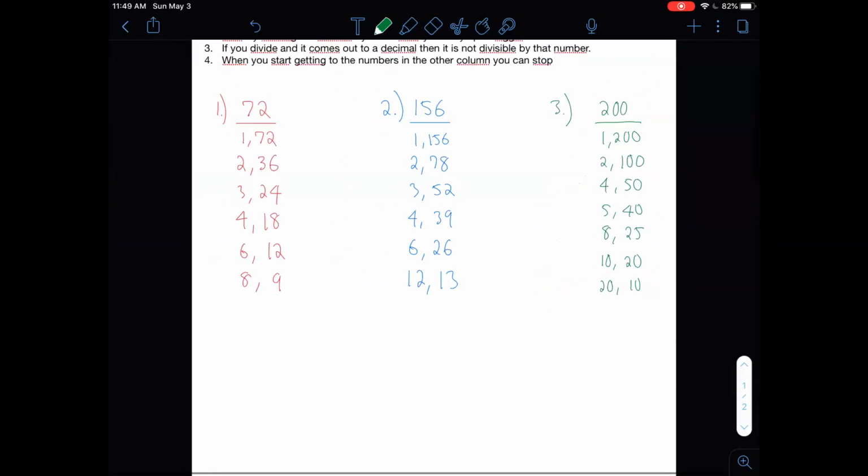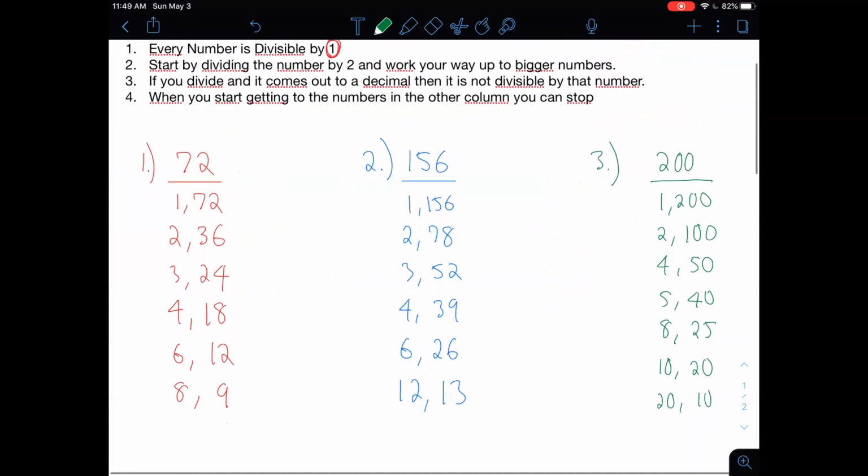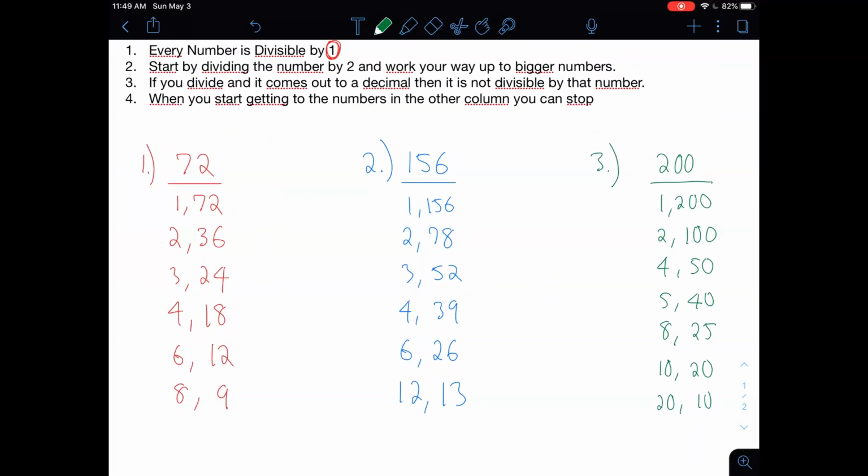All right, and there's our factors. So that's how you find the factors of any number, is you just divide on your calculator and find pairs of numbers that work.